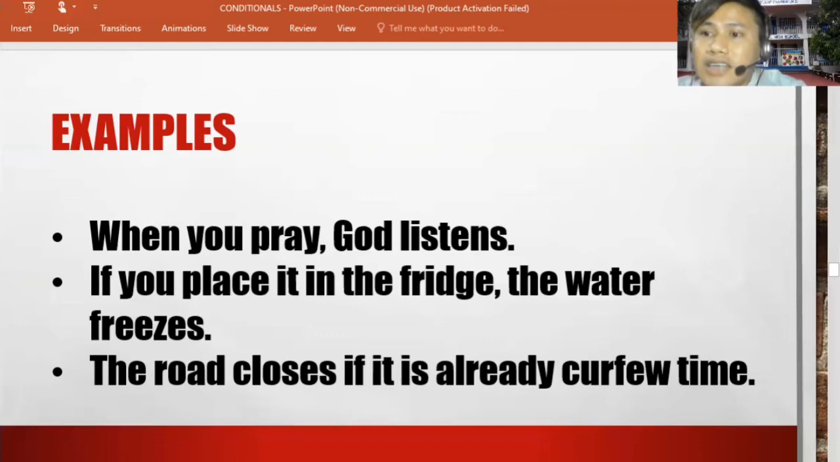Understood? It's a fact, right? And lastly, the road closes if it is already curfew time. So this time in our sentence, it starts with the main clause followed by our conditions or the if clause. So the road closes is actually the result of our condition, if it is already curfew time.